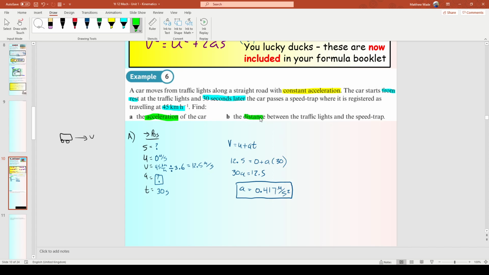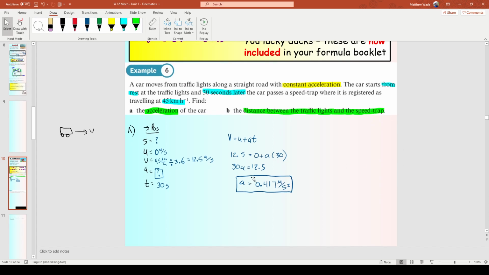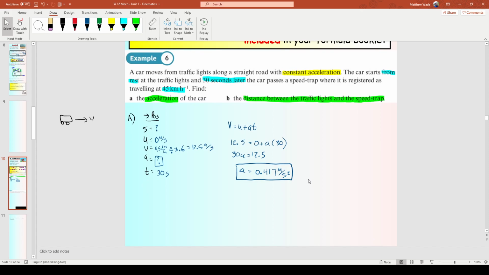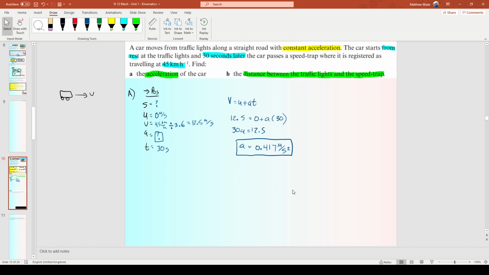It says find the distance between the traffic lights and the speed trap. Okay, now here, remember how I kept saying that people always use these words distance and displacement interchangeably? There's only sometimes they try to fool you with it. We're going to talk about that next lesson. But here the distance is the displacement. It is just going to be the distance between the two lights. So you ready? What do we do?